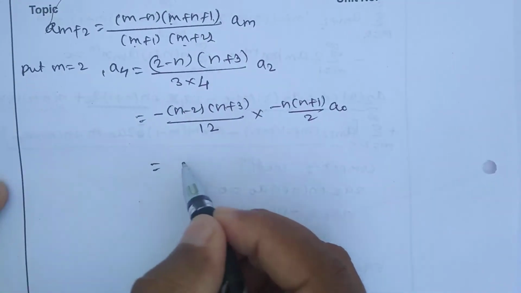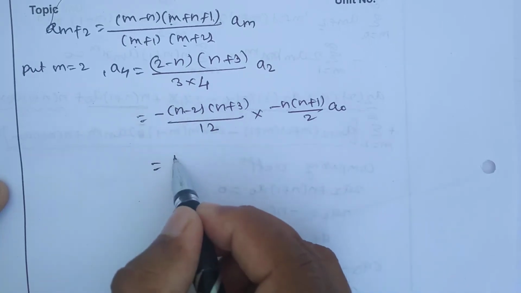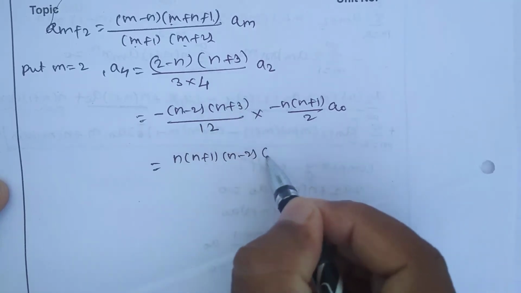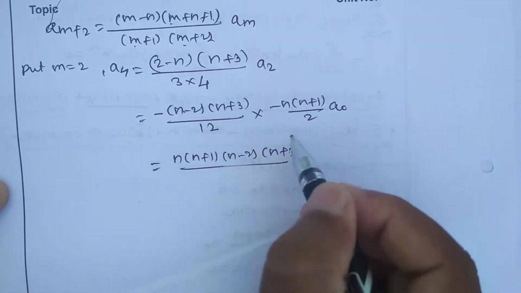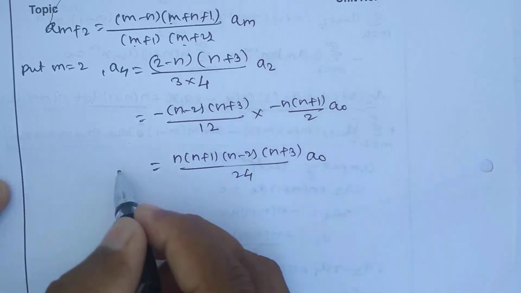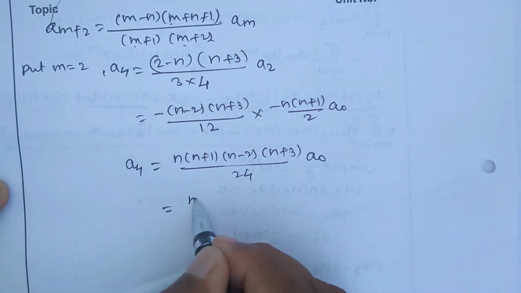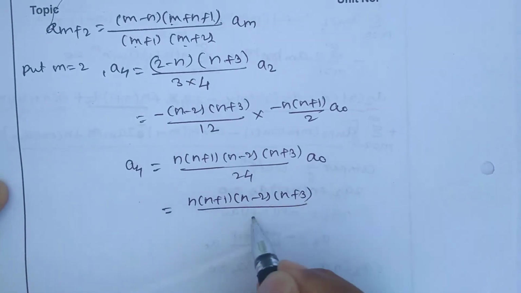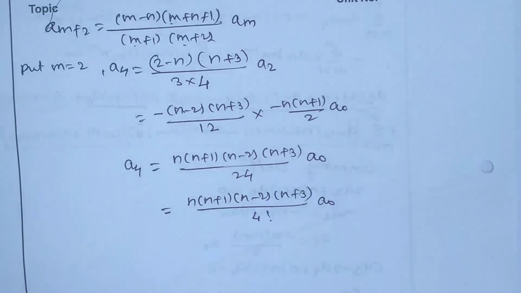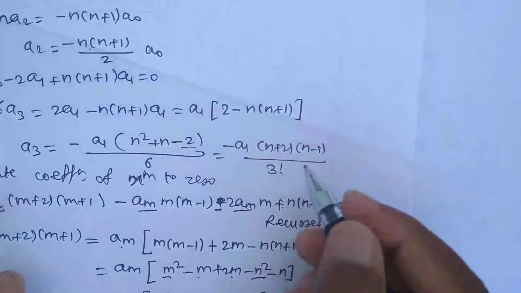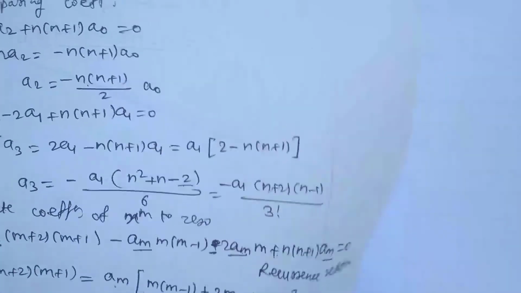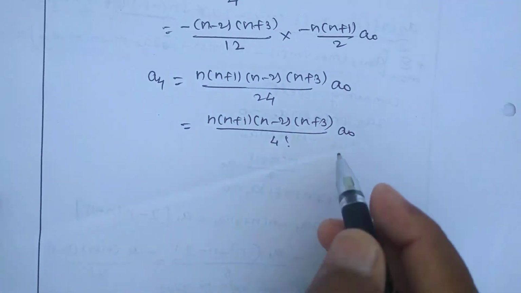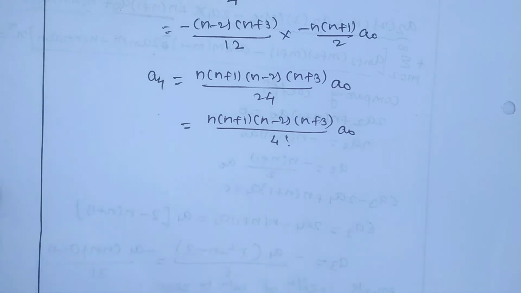So simplifying it, we will get minus minus plus n into n plus 1 into this n minus 2 n plus 3 upon 12 into 2, that is 24 a0, that is a4. That can be written as n into n plus 1 n minus 2 n plus 3 upon 4 factorial a0. In a3 also we have written here 3 factorial, and in a4 you will get 4 factorial. Now this expression you will get in terms of a0.